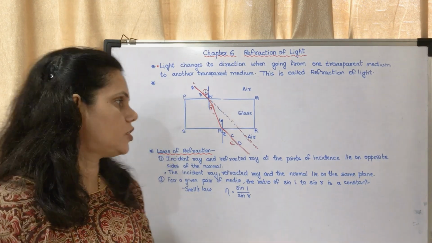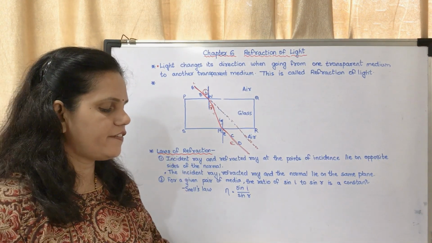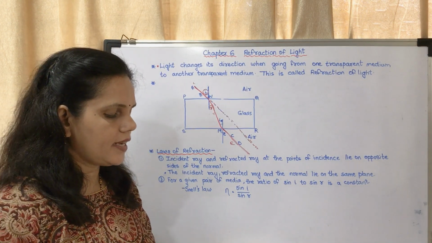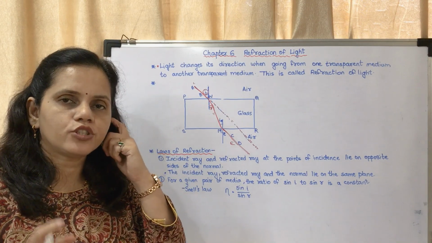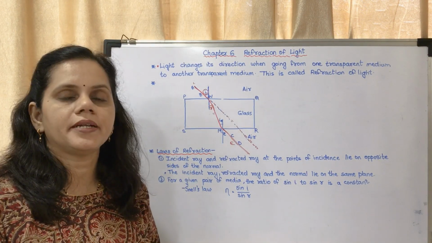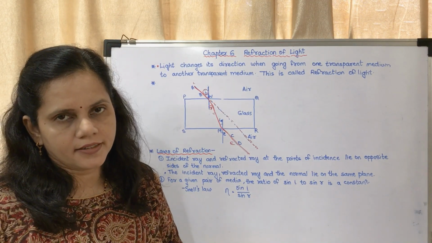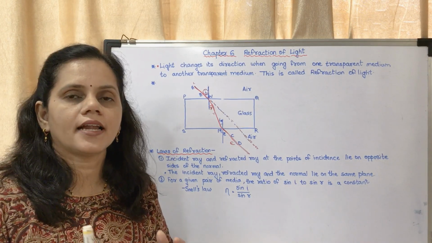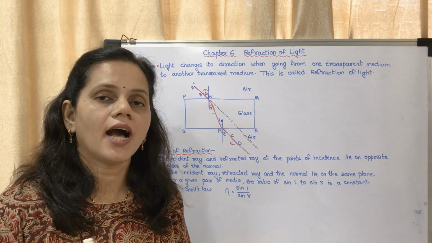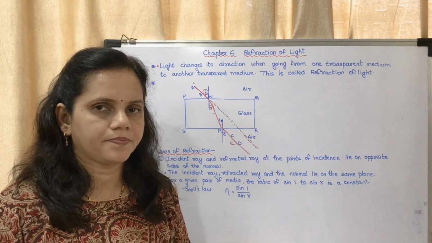Now we will move on to the next topic, that is laws of refraction. For laws of refraction, on page number 74, they have given a diagram in which they have shown a glass slab. One medium is air, the other medium is glass. They have shown the incident ray, the refracted ray, the angle of incidence and angle of refraction. Angle of incidence is denoted by I and angle of refraction is denoted by R.